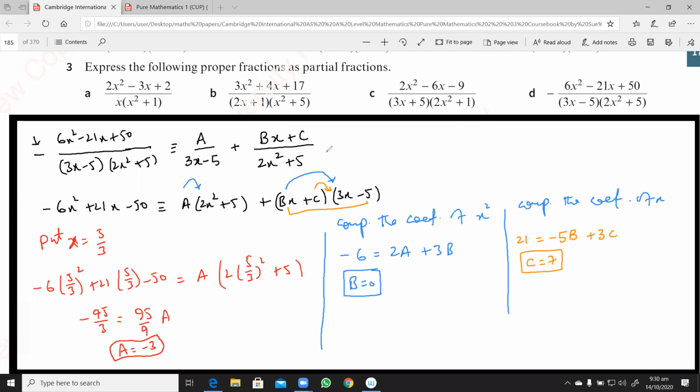Okay, and this is going to be minus 3 over 3x minus 5, and then plus 7 over 2x squared plus 5. Now it is your turn to try parts B and C.